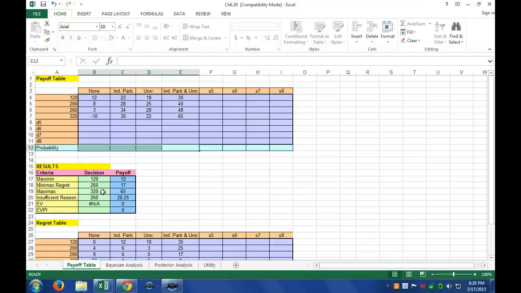Maximax is very easy. It says go big or go home. Optimistic, aggressive, pick the biggest value. The biggest value there is 65, so that's going to lead me to build the 320 room hotel.